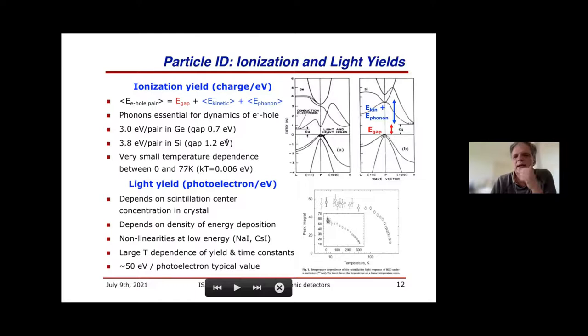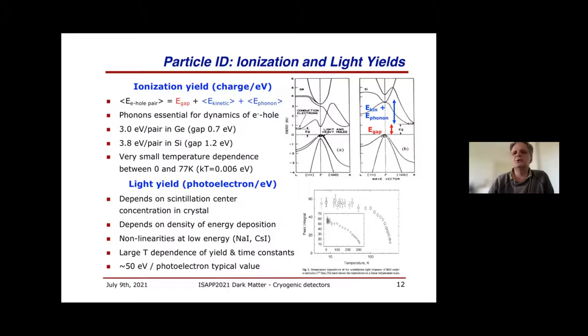But if you come from above and you have some kind of disorder, you will have an equilibrium with a phonon population that says that you will not be able to create electron hole pairs that all have exactly the same gap energy as excitation energy. You always have this phonon. And since this number here depends on phonon energy, kinetic energy, it has a temperature dependence.